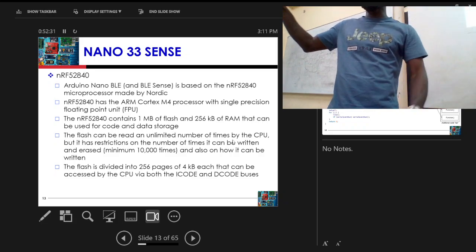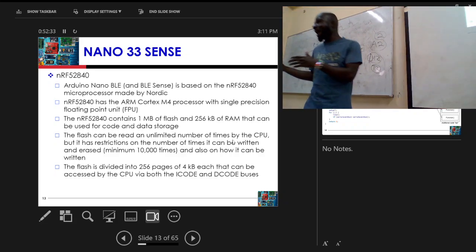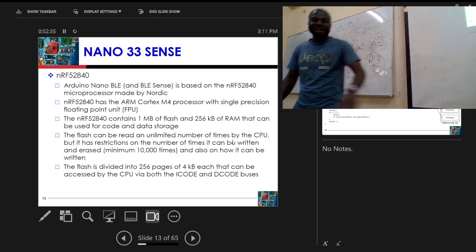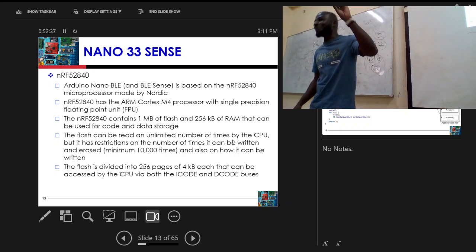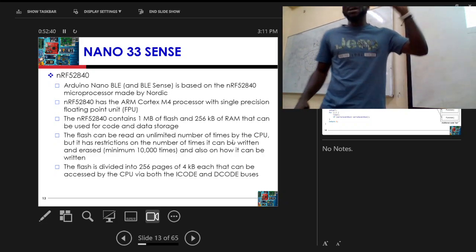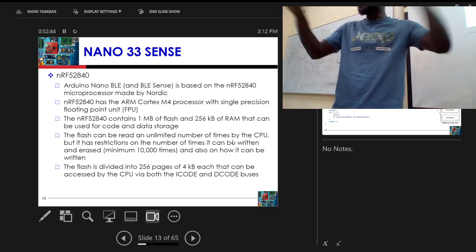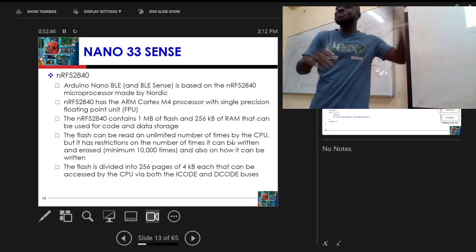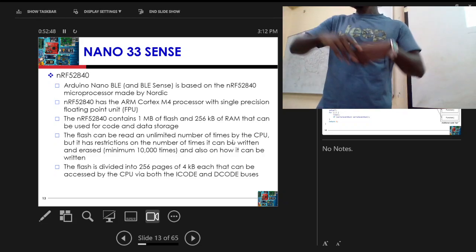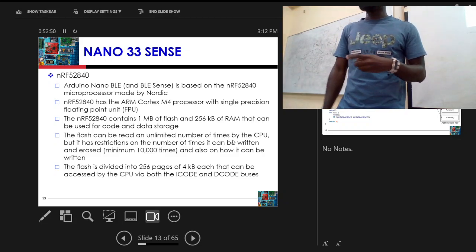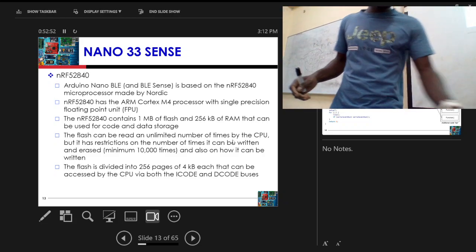Any questions so far? Now we are done with the hardware. So you guys know everything about this board. This tiny board, very tiny but very, very powerful. You know the IO, the digital pins, the analog pins, the CPU, the frequency, the memory, and everything, right?